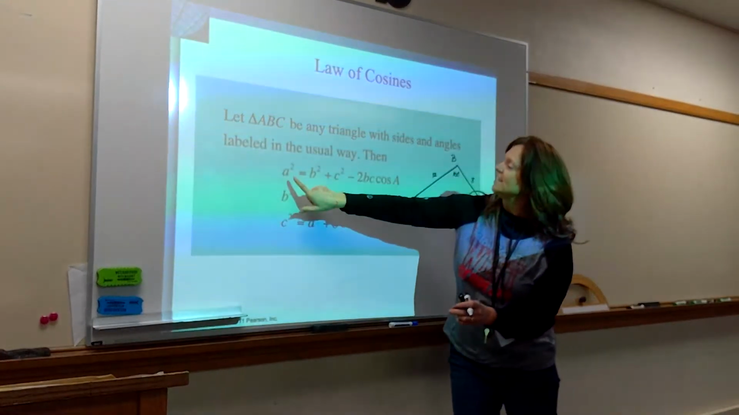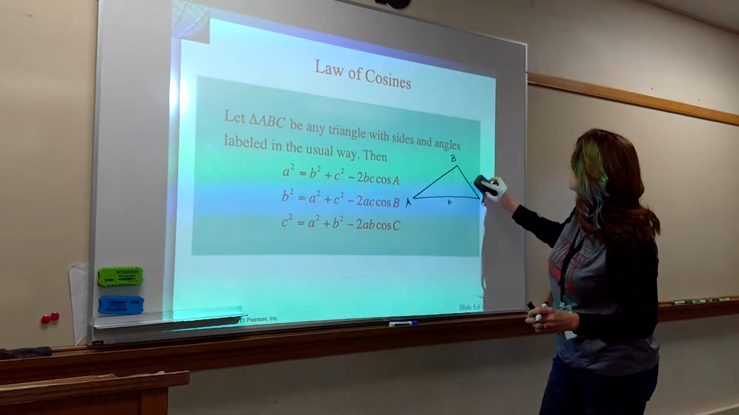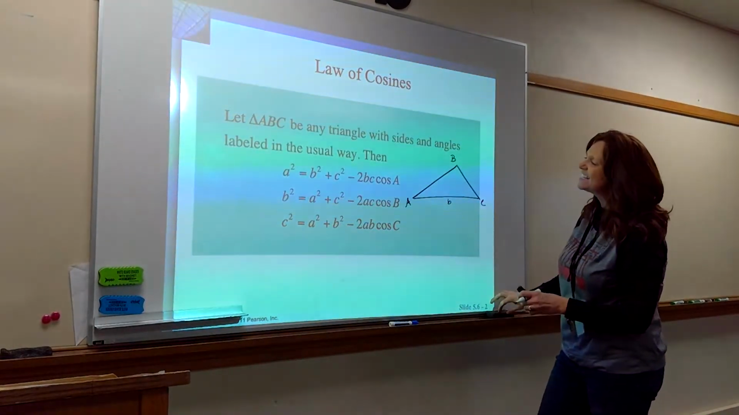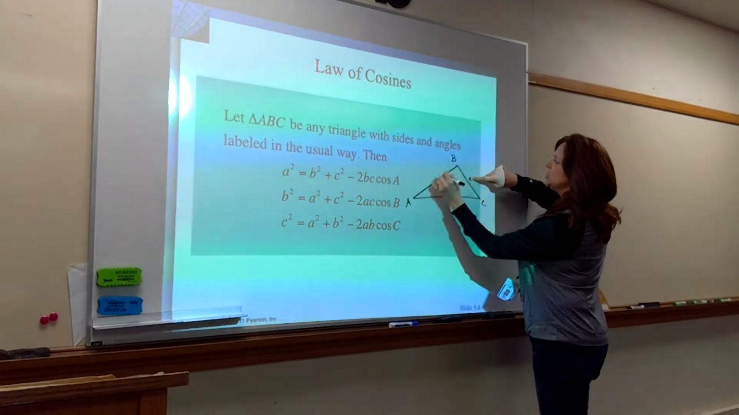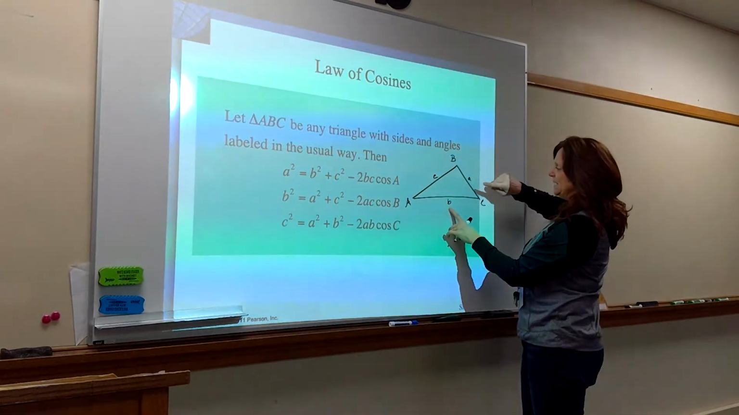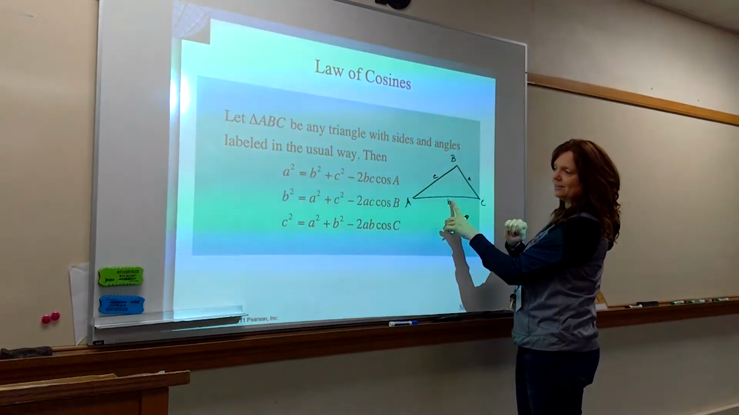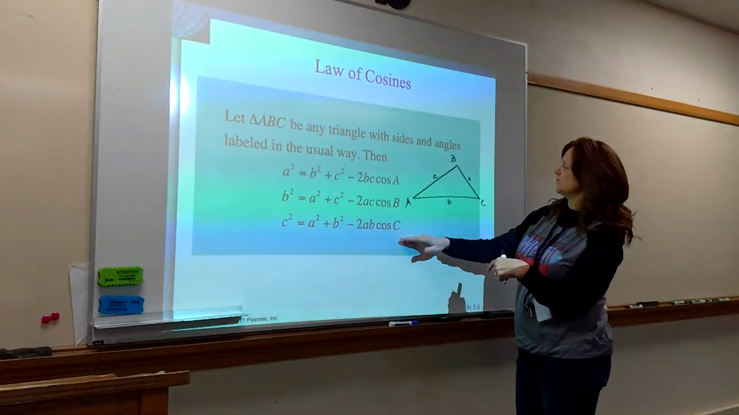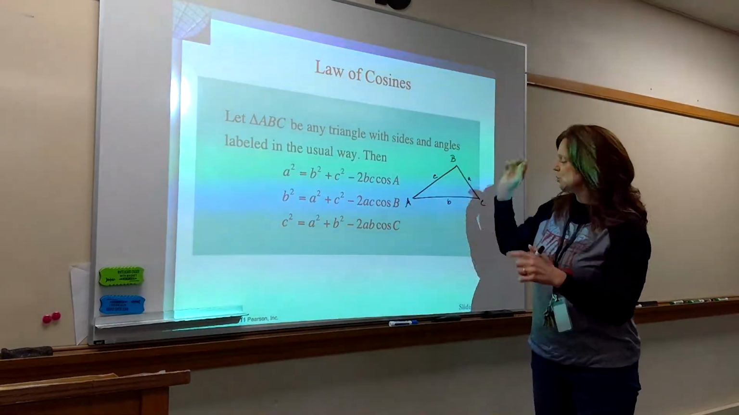If I want to find side A, I'm just going to erase these values for right now. If I want to find side A over here, I would need to know side B, side C, and angle A, those three. So side angle side again. And then of course this is for side C, I would need to know these three. So it's a side angle side situation.